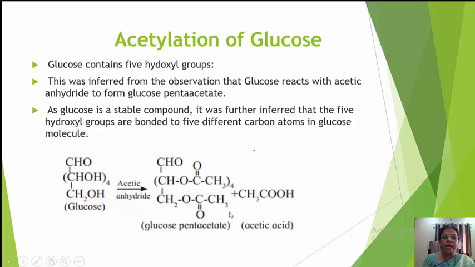From this we can say that there are 5 hydroxyl groups present in the glucose molecule, and all these 5 hydroxyl groups present in the glucose molecule are present on 5 different carbon atoms.